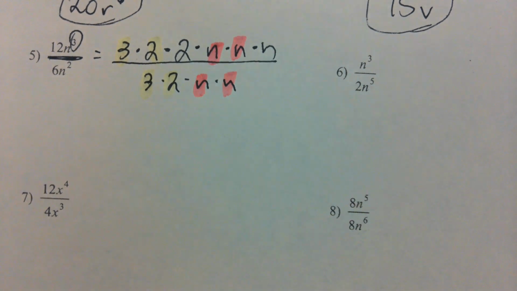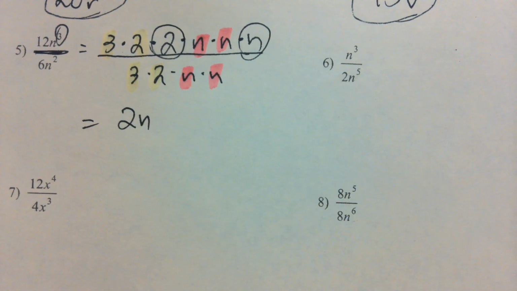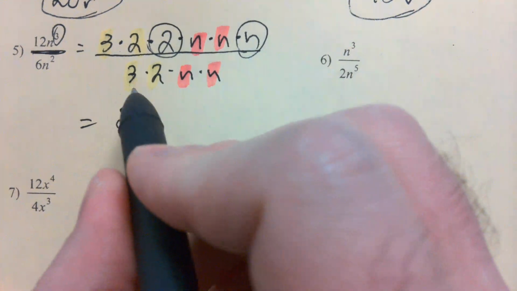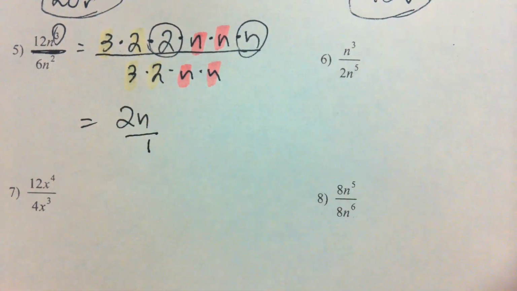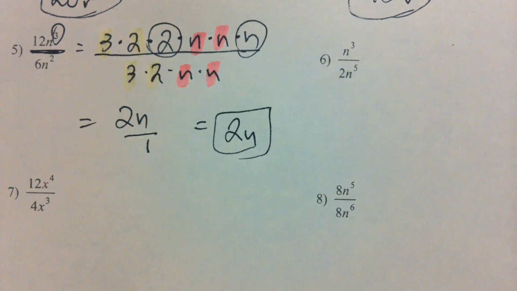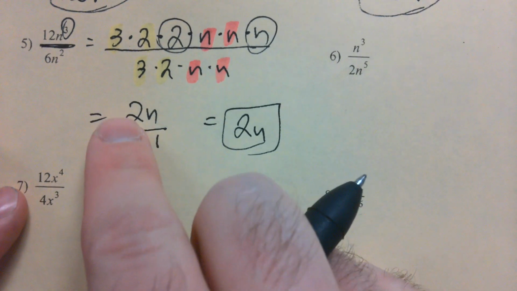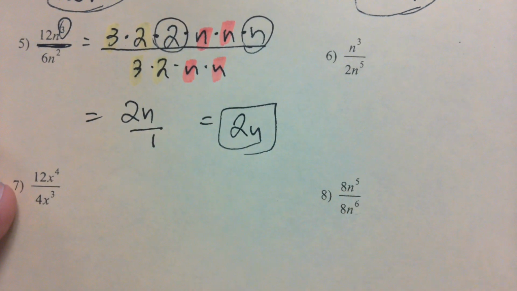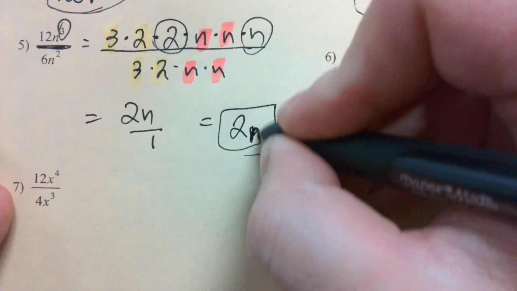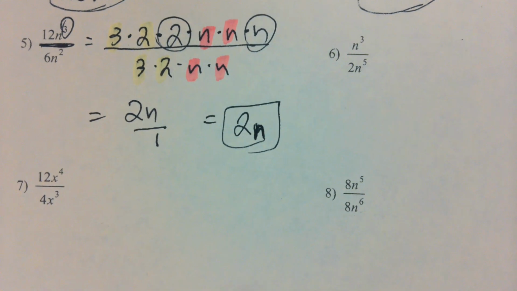All right, all we're left with here now is a 2 and an n. Do I need to write my denominator here? No, technically it's 2n over 1, but we could just write that as 2n. If you wrote it as 2n over 1, perfectly fine. I love to see that too. Either way is fine with me. Okay, if you feel more comfortable keeping the 1 there, I love it. Keep doing that.